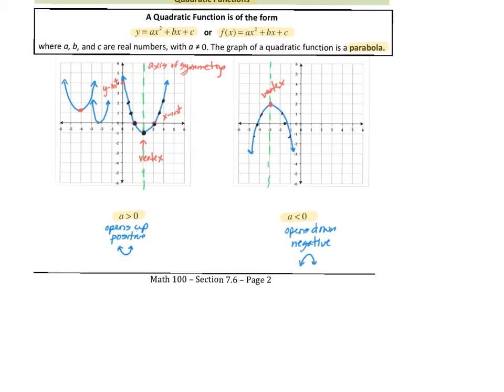Same thing, it's possible for us to have two x-intercepts. It's possible for us to have no x-intercept. It's possible for us to have one x-intercept, but always just one y-intercept.